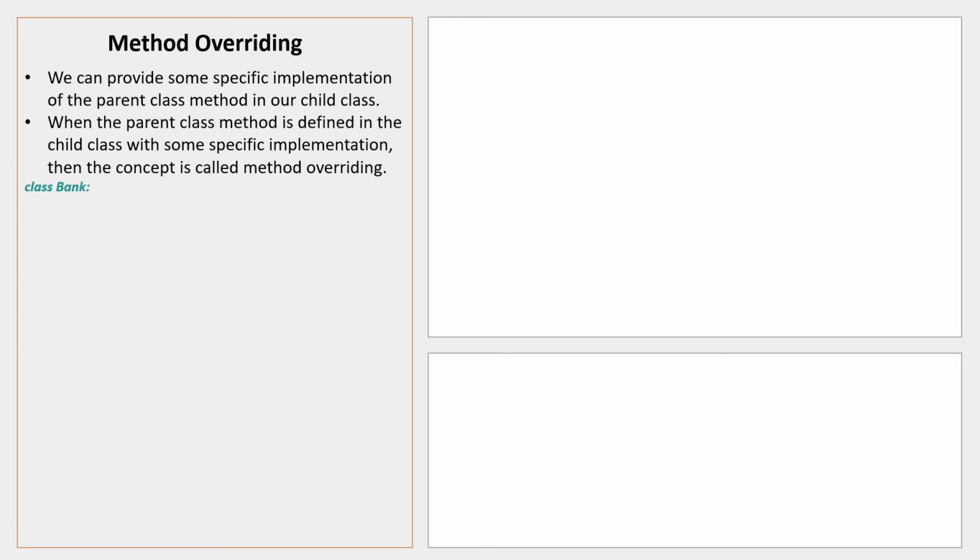If you see one example, the name of the class is Bank. It is our base class. Let's consider it as a base class or super class. And getROI, that's get a rate of interest, is our method. In that, what it should return is 10.